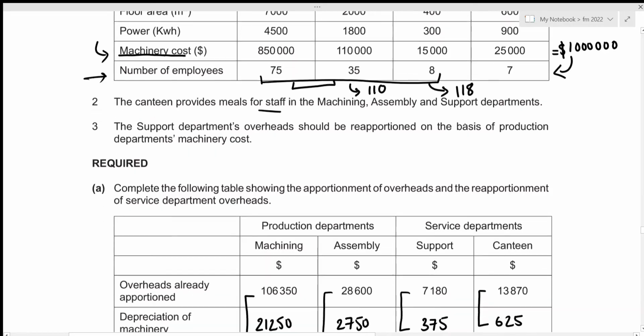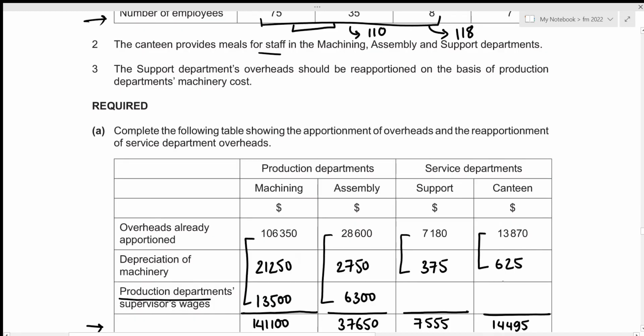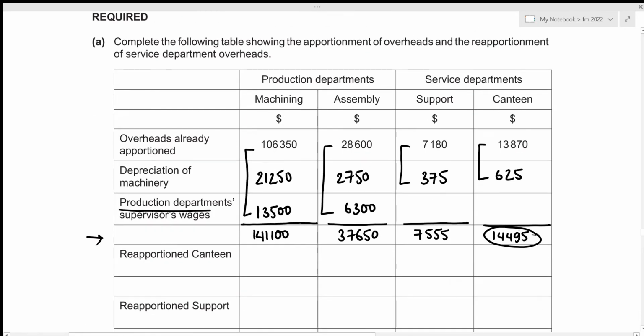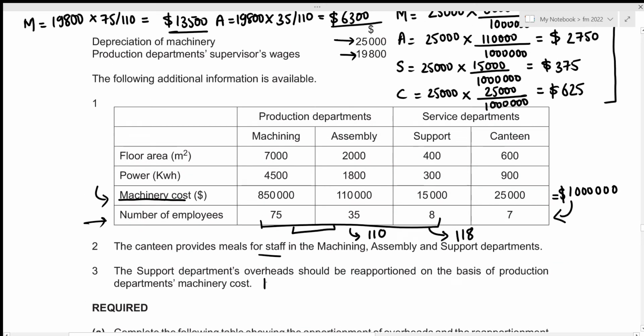Now we need to divide the total amount of canteen, which we figured out to be 14,495, right? Let's apportion it. So the total is 14,495. And for machining department, that's going to be 14,495, and out of the total employees of 118, 75 belong to machining. So that's times 75 by 118, which gives the reapportionment of canteen towards machining department to have the value of 14,495 times 75 by 118, which is 9,212.92. So we can just round it off. That's going to be 9,213.